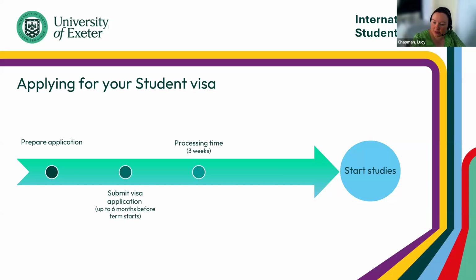Once you've prepared and submitted your application, the standard processing time is 3 weeks. This starts from the date you attend your biometrics appointment. You can pay for priority or super priority service for a quicker decision depending on availability in your country. For degree programs, the earliest you can travel to the UK is 1 month before your course start date. So that's the plan. Now let's look at this in more detail.